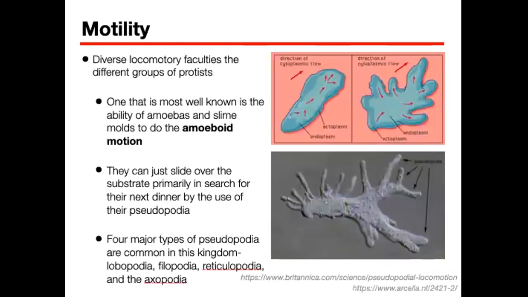Another interesting feature would be motility. So sinabi natin kanina that their most novel form of feeding would be ingestion via pseudopodia. And that goes the same also for motility, because pseudopodia can be used for both feeding and locomotion. The most well-known ability to move, that of amoebas and slime molds, is the amoeboid motion. And this is by using these false feet, known as pseudopodia, right here as shown on the screen, wherein they can just slide over the substrate, primarily in search for their next dinner by the use of their pseudopodia.